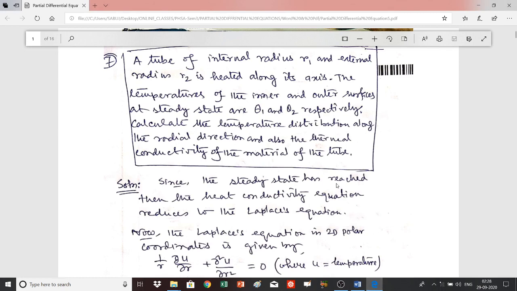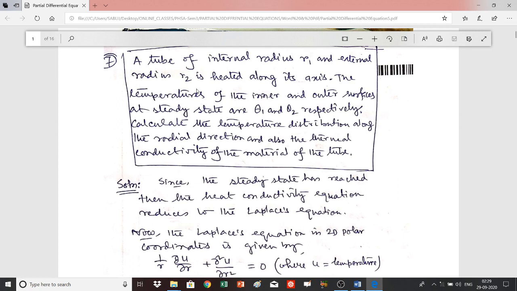Since we have solved 6 problems before this class, that is in the last class, the serial number of this problem is 7. Here is the problem: a tube of internal radius R1 and external radius R2 is heated along its axis. The temperatures of the inner and outer surfaces at steady state are θ1 and θ2 respectively. Calculate the temperature distribution along the radial direction and also the thermal conductivity of the material of the tube.